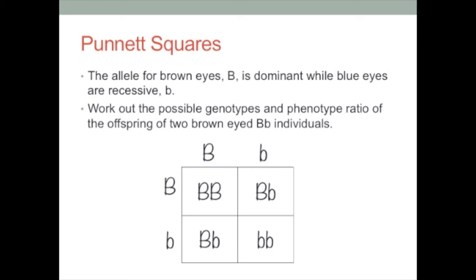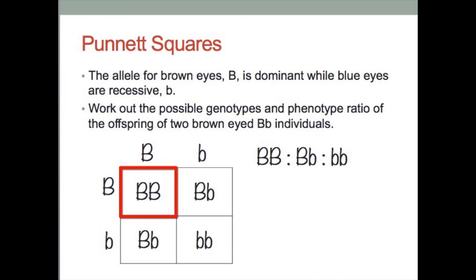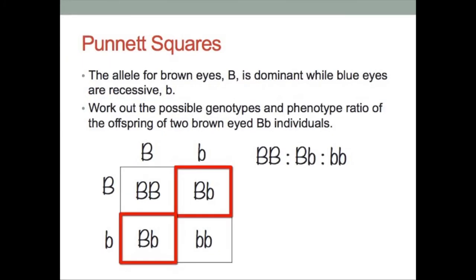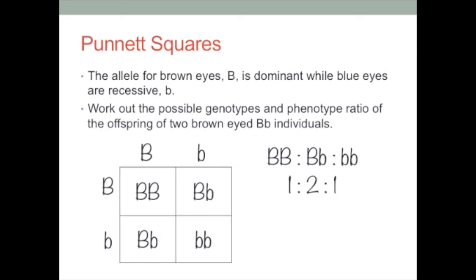Now we want to work out a genotype ratio like we were asked in the question. So for the ratio shown, we can see that the only big B, big B genotype is in that top square, so it's 1. And for big B, little b, it is in 2 squares, and little b, little b is in 1 square. So we get a ratio of 1 to 2 to 1 for the genotypes.